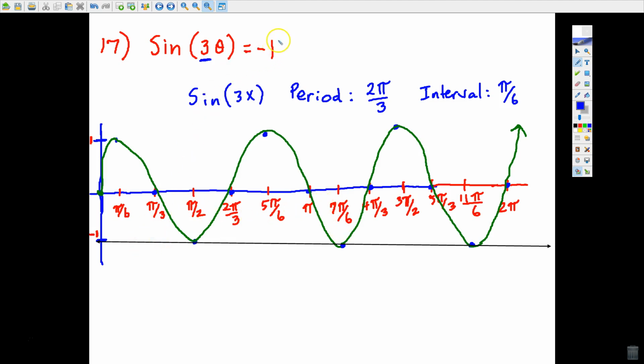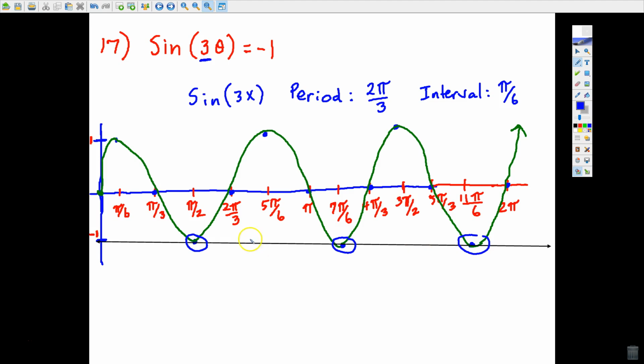So what this says is, if I drew the line y equals -1, which is really what this is saying, where would this graph touch the line y equals -1? It touches here at pi over 2, it touches here at 7 pi over 6, and it touches here at 11 pi over 6. Okay, so keep those answers in mind.